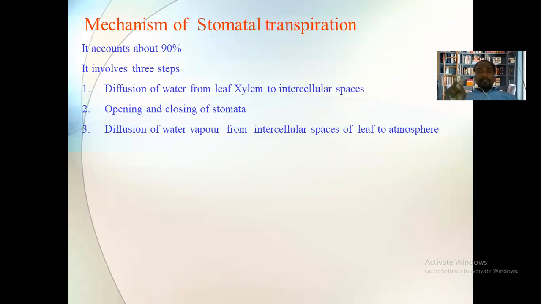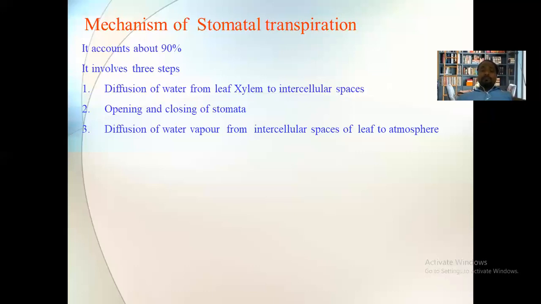The second step is a very important step, and this is nothing but the opening and the closing of the stomata. Getting it? And the third and last step of stomatal transpiration is the diffusion of water vapors from intercellular spaces of the leaves into the atmosphere. So these are the three steps through which stomatal transpiration takes place, of which the main step is the opening and the closing of the stomata.